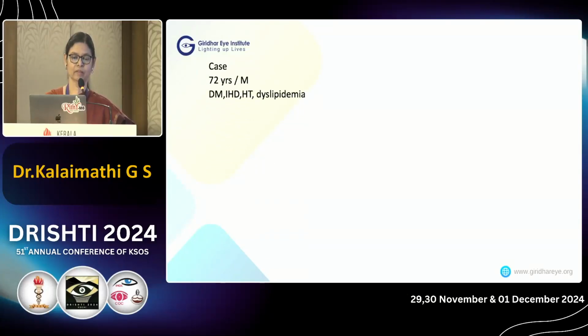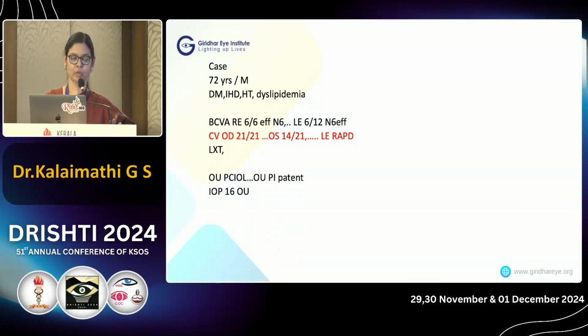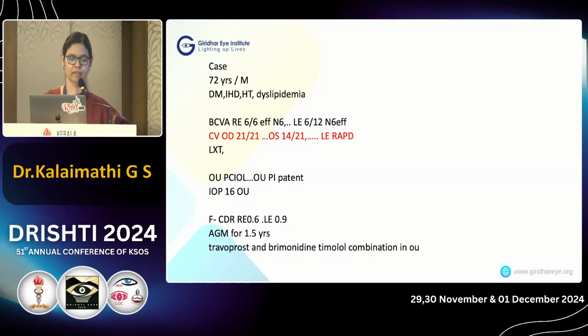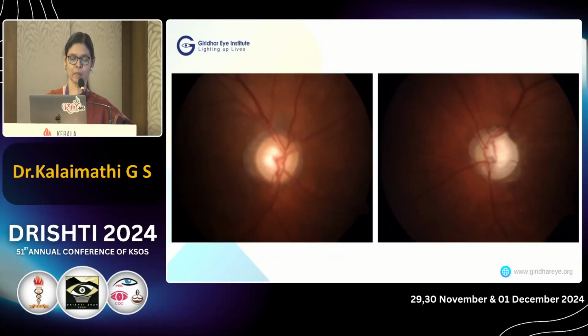72-year-old male, vision right eye 6/6 N6, left eye 6/12, left eye RAPD, and slit lamp examination revealed peripheral iridectomy in both eyes, and he was on anti-glaucoma medications for more than a year. And this is the fundus picture. Right eye was normal, left eye had optic atrophy.